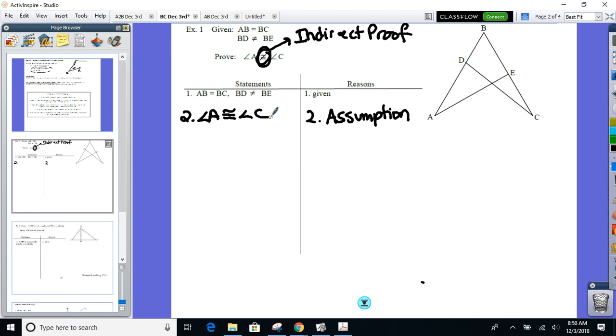I'll give you a second. Go ahead and mark your diagram. I have AB congruent to BC, and I have angle A congruent to angle C. You're probably wondering how that other given, BD does not equal BE, is going to come into play. Oh, it will.